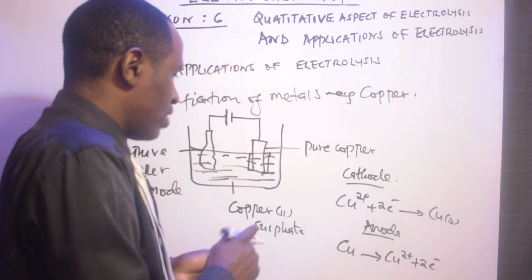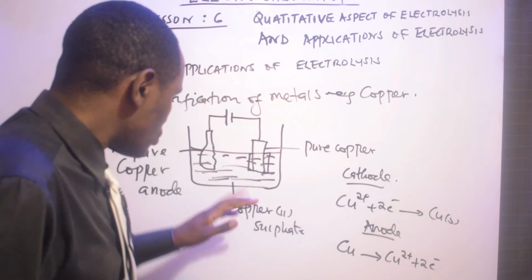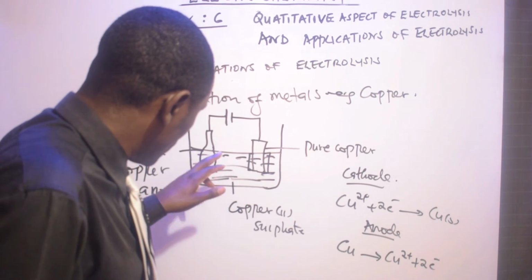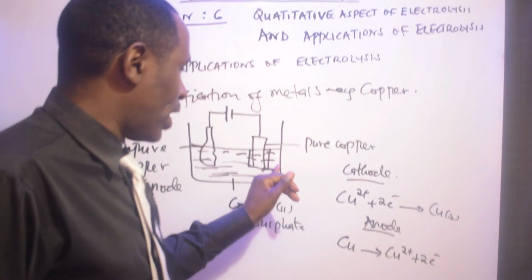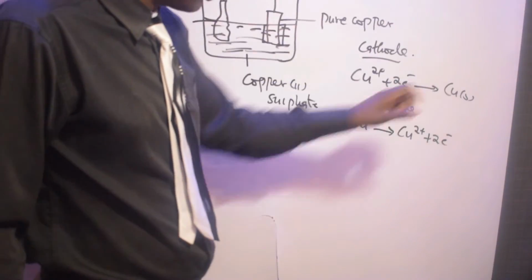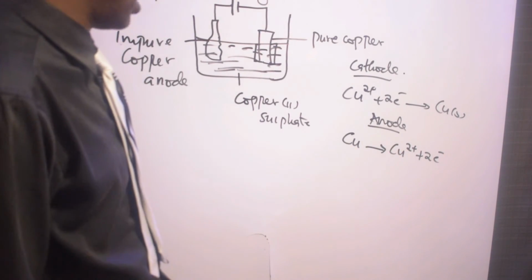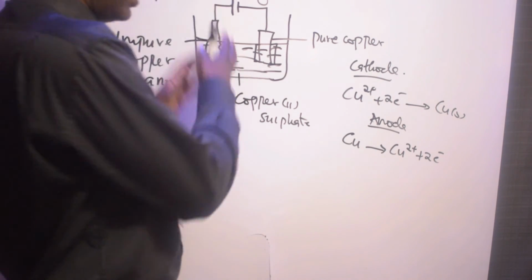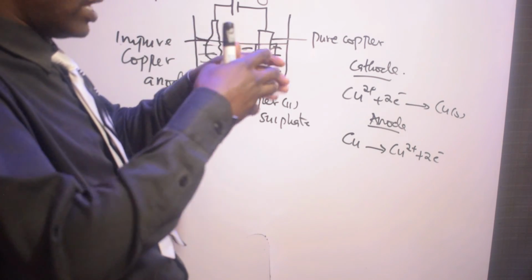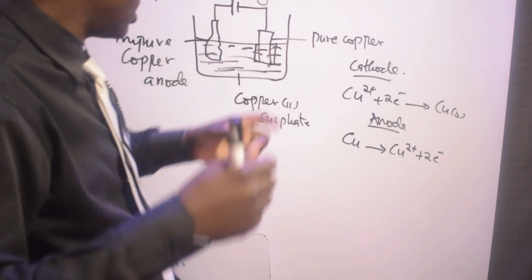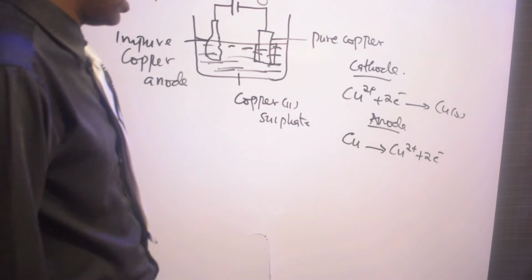As the copper dissolves, it releases copper ions, and then the copper ions will be attracted to the cathode, where they gain electrons and form copper solid. So basically, in a nutshell, at the anode, the impure copper dissolves. At the cathode, the mass will be increasing. That's what we are talking about.